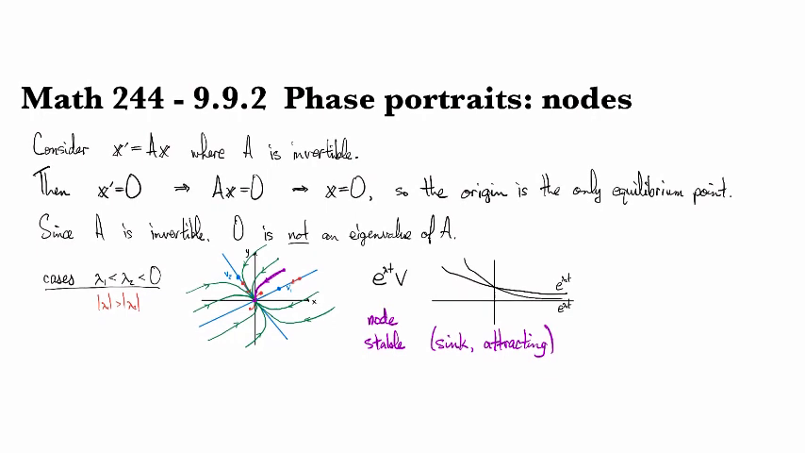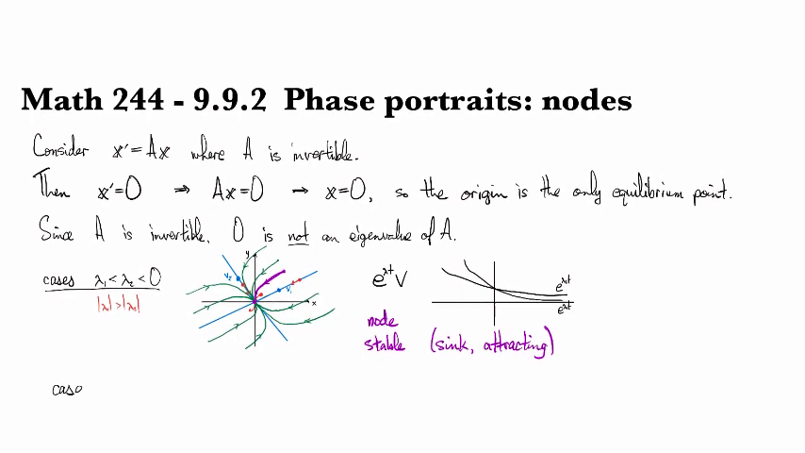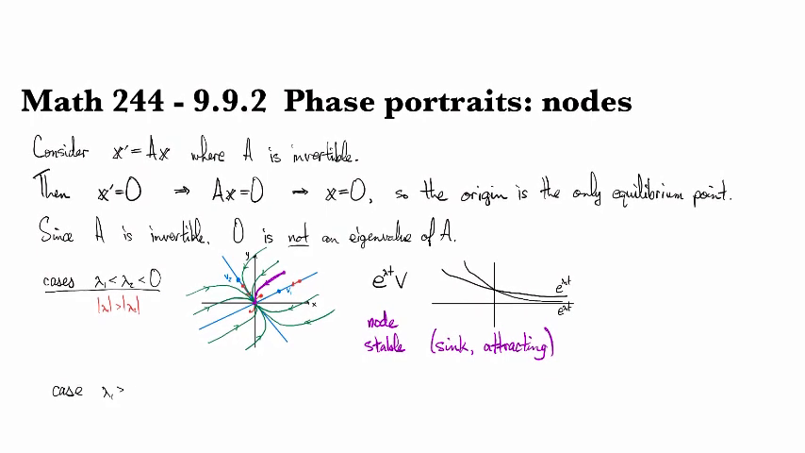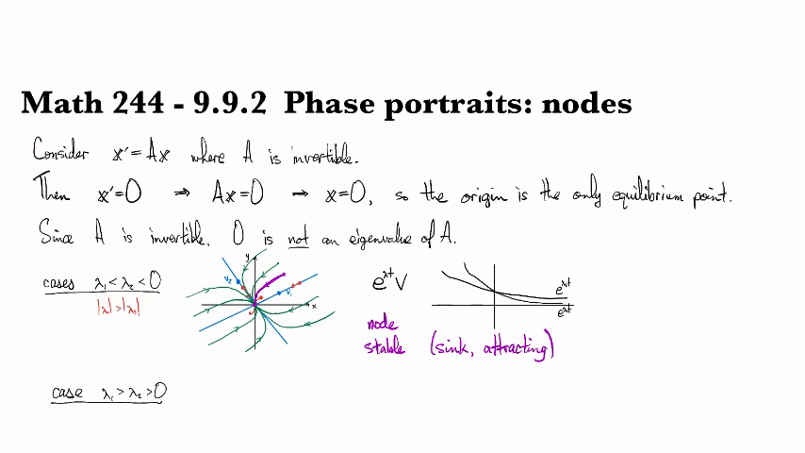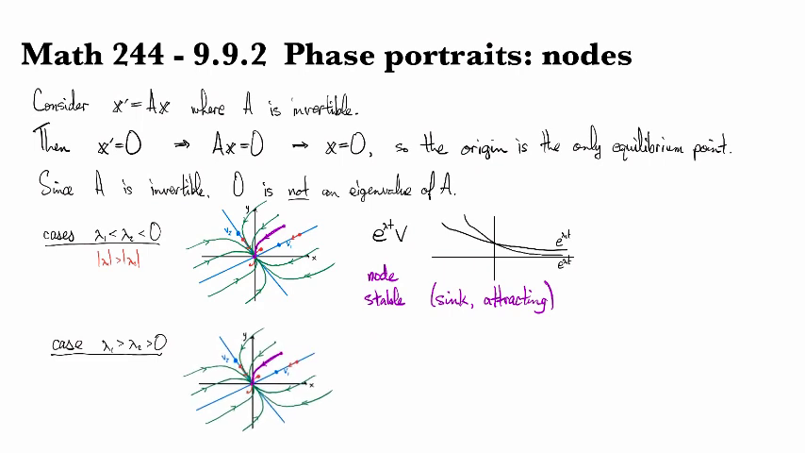If we looked at the case for when lambda 1 is greater than lambda 2 is greater than 0, then you're going to find something that looks very similar, except all the arrows are reversed. So now in this situation, let's see, what do we got?